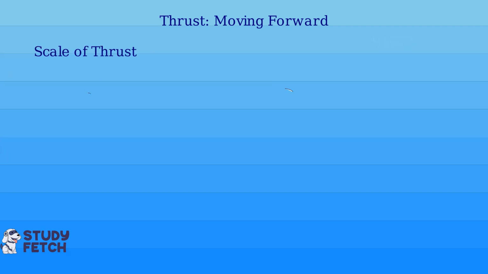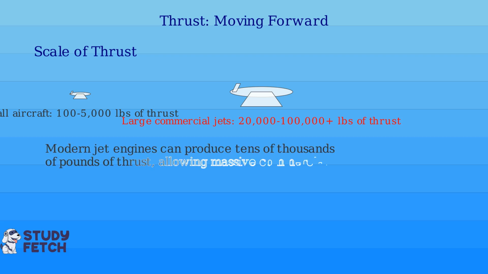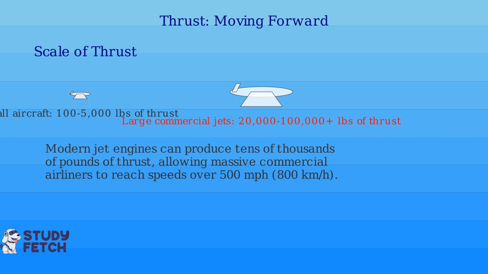The scale of thrust varies dramatically across different aircraft types. Modern jet engines can produce tens of thousands of pounds of thrust, allowing massive commercial airliners to reach speeds over 500 miles per hour.